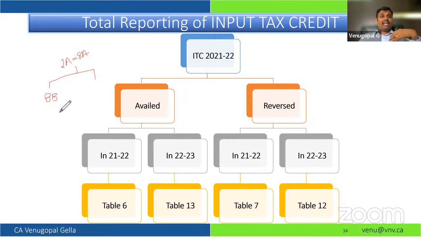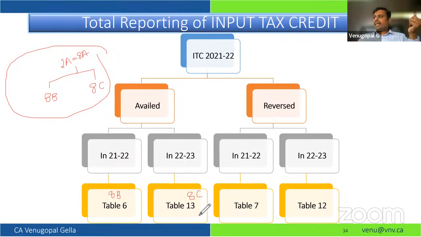If he has filed late, my credit is availed in the subsequent period. So I'll be availing it in the next year. So I'll report it in my 8C. So my total credit is reported in table 8 as 8B and 8C. But how do I match with the books of accounts? I should also see if I have availed the credit in the same year, that is my table 8B is matched with table 6. And if I have availed in the next year, I will report it in my 8C, which I'll match with my table 13.